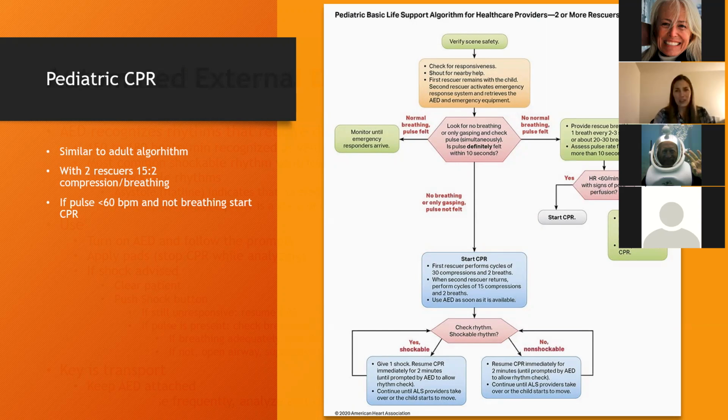A lot of it with the pediatrics, if you feel a pulse and it's just very, very faint, like maybe you feel 1 or 2 beats and they're unresponsive, poor perfusion, go ahead and start CPR. You're not taking 30 to 60 seconds to get that exact 68 beats per minute.